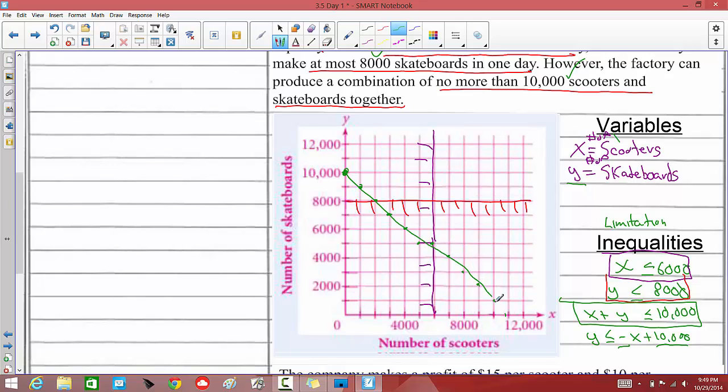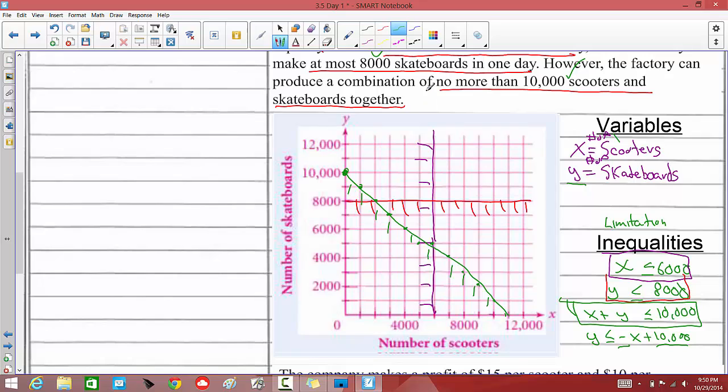Now, which way do we shade this line? Well, we know y is less than that, so we have all the values that are less than that, so we would shade this way. So, what we're trying to do right now is bring together something called the feasible region. And this feasible region is the region where all of these inequalities are true. In that situation, our feasible region is where we graph all these.